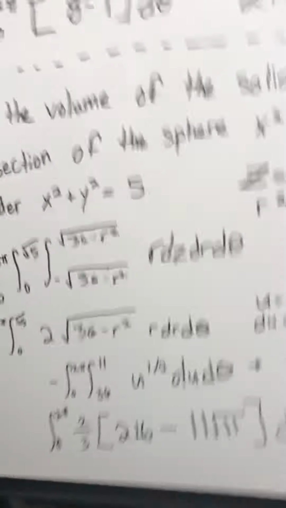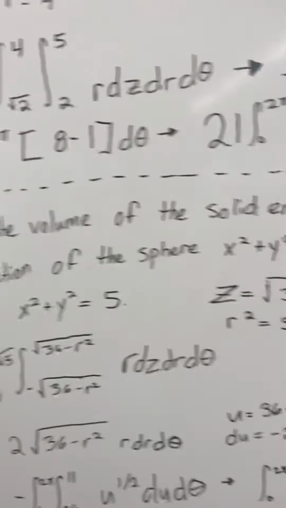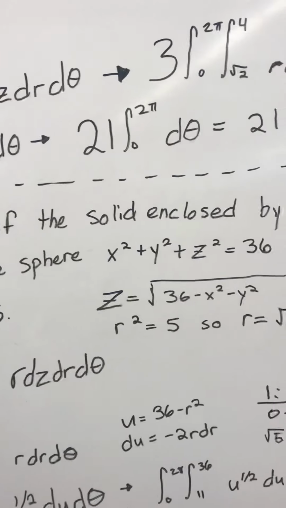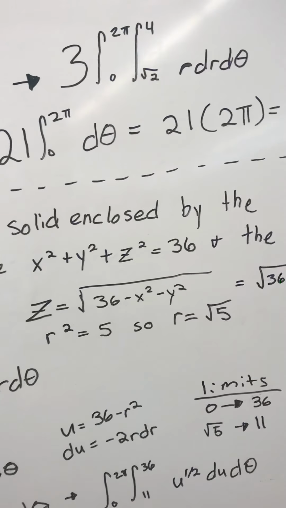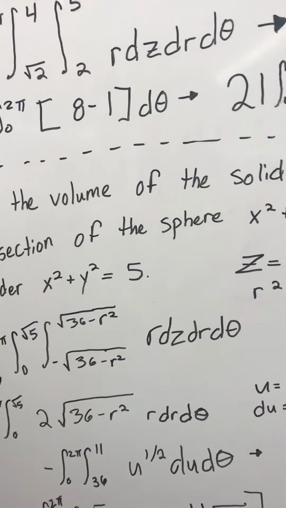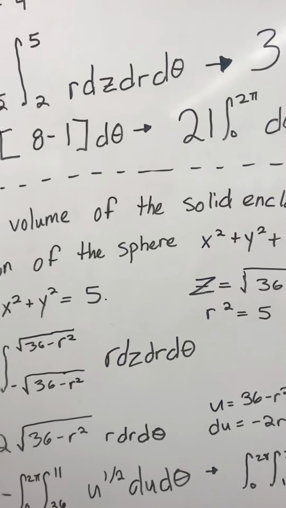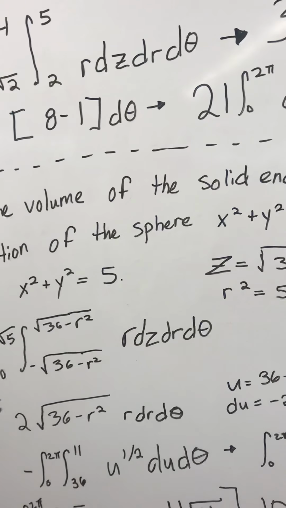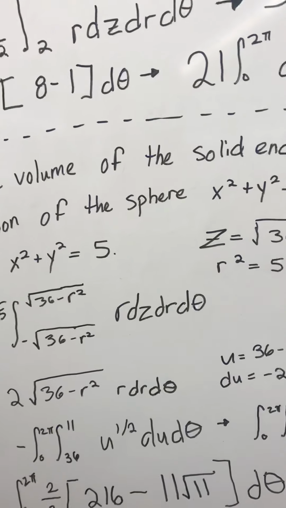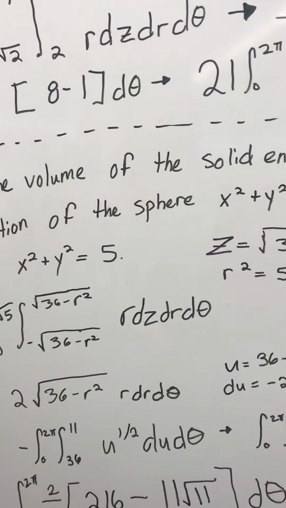And the last problem, which is why I went so fast on the others, takes a little while longer. Find the volume of the solid enclosed by the intersection of the sphere x squared plus y squared plus z squared equals 36, and the cylinder x squared plus y squared equals 5. I know that a lot of you, since you know how to do 14.8 now, are going to want to do spherical here, but we're doing 14.7. We haven't technically learned 14.8, so we're going to be using cylindrical.